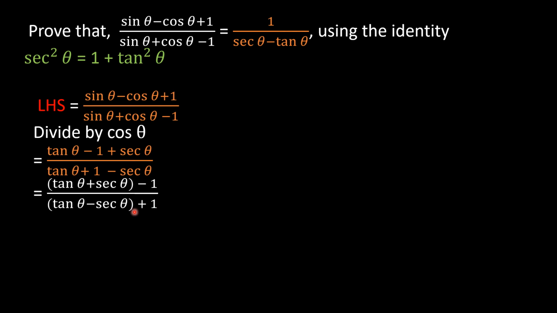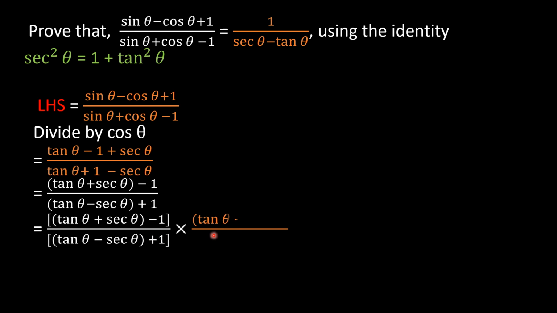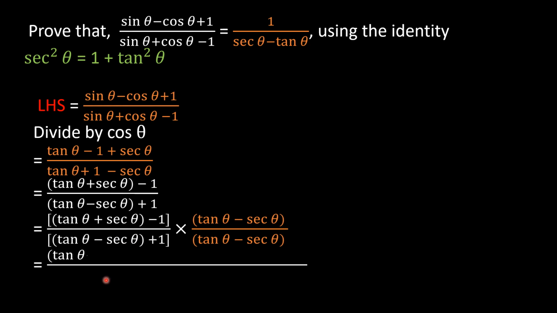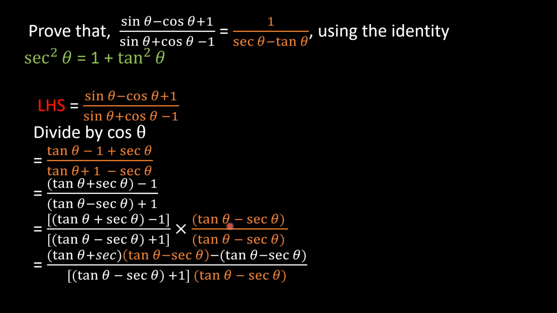Now we will multiply this by (tan theta minus sec theta) divided by (tan theta minus sec theta), where tan theta minus sec theta is the conjugate of tan theta plus sec theta. Now we will multiply the numerator only and keep the denominator as it is. So we multiply tan theta plus sec theta by tan theta minus sec theta, and minus 1 multiplied by tan theta minus sec theta will be minus of (tan theta minus sec theta). We have kept the terms in the denominator as they are.